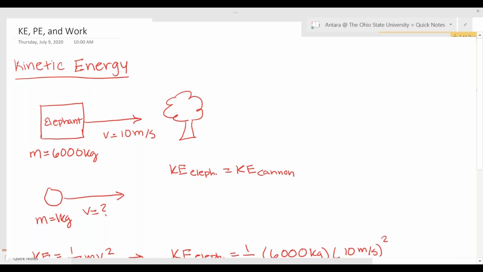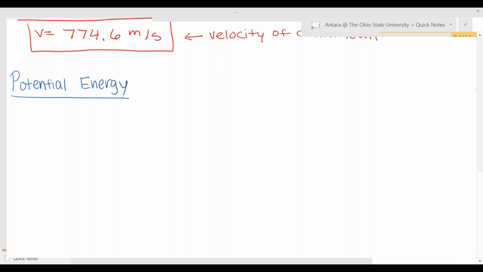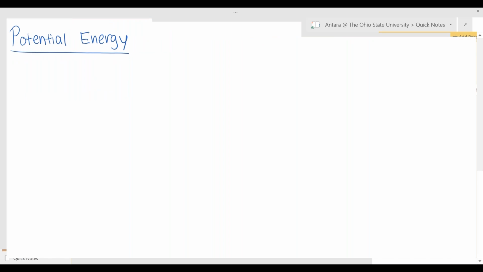I'm going to go ahead and share the OneNote screen. Okay, so here we're going to talk about potential energy. So let's do this. I'm going to do it in a different color. Potential energy. So here, let's just go ahead and write down our formula.